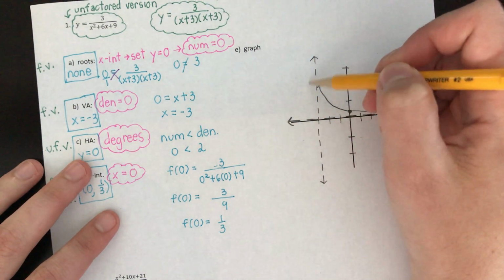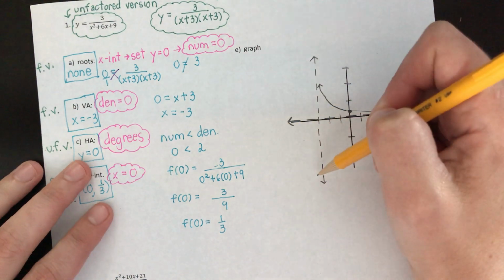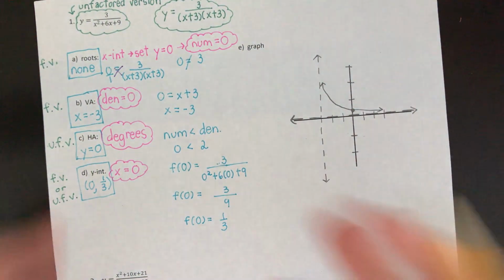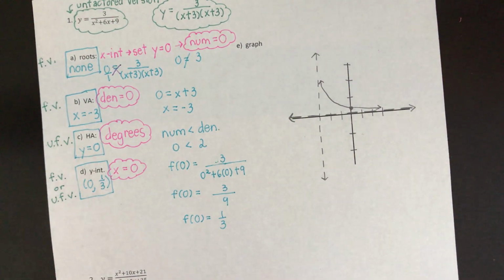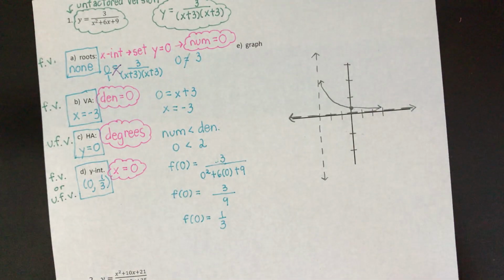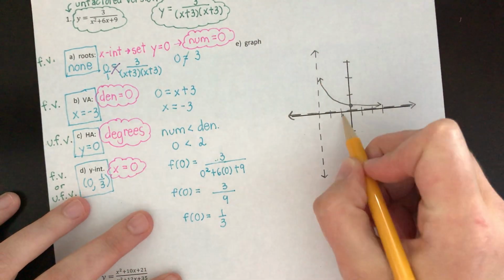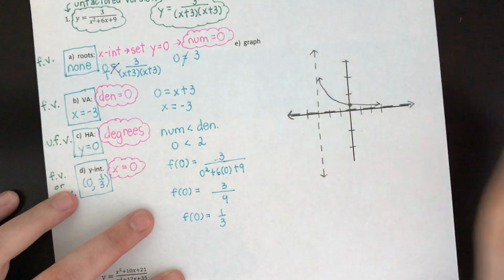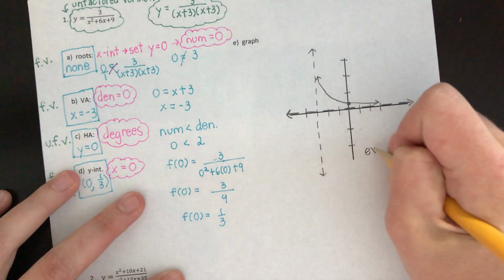How do I know? Do I know for sure it's here? Do I know for sure it's here? No, I don't. I don't have any other information to give me that information. So that's where this last part comes into play. Plug in a few extra points where needed, right? So I need to know what's happening on this side of my graph. Well, what's the x value? -1, -2, -3. Let's find out what's happening.